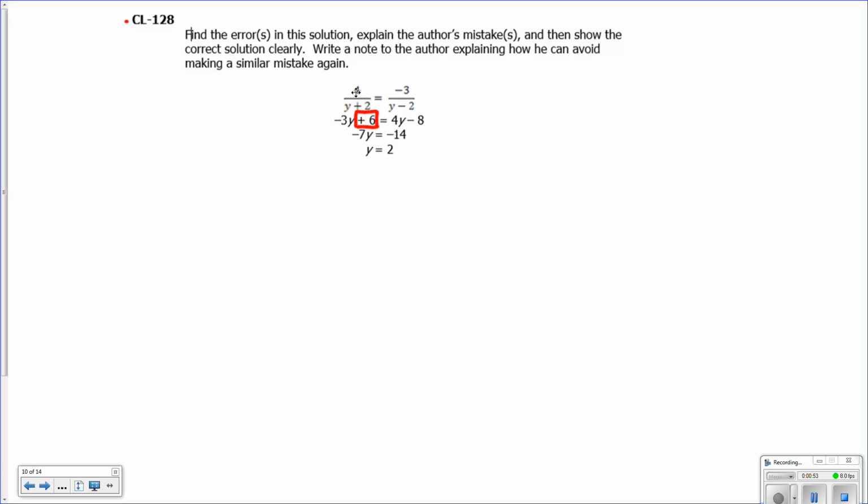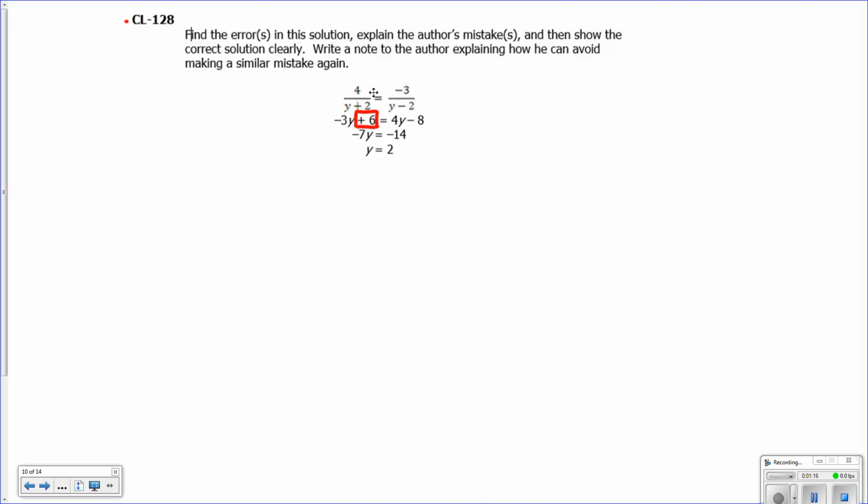Let's see if there's another error. 4 times y would be 4y, and 4 times negative 2 would be negative 8. So that looks like that's where the main error occurred. So if he was going to do it correctly, what I would suggest to him would be to take the time to do the step in between to show what you're multiplying. Sometimes when you skip steps, it screws you up.